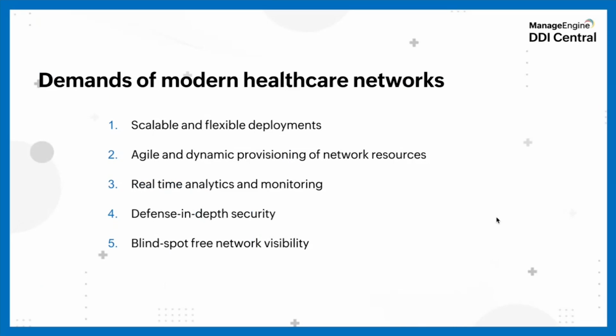Let's see what the demands of modern healthcare networks are. Healthcare networks must be capable of expanding or contracting based on the demand for medical services. This scalability ensures that network resources can accommodate sudden surges in telehealth traffic, IoMT devices, or integrate new facilities and technologies without disruption. The ability to dynamically allocate network resources where and when they are required is crucial for healthcare networks. This agility helps healthcare providers enhance their responsiveness and ensures high quality patient care through uninterrupted access to medical applications and data.